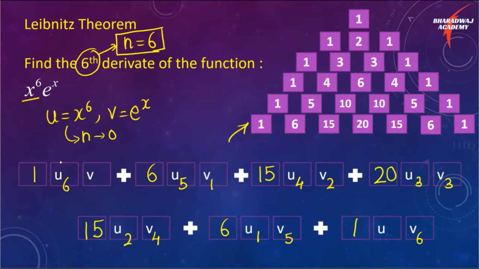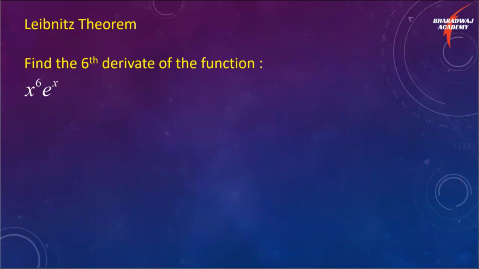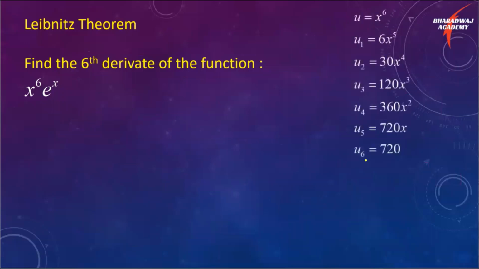That means you have to differentiate u 6 times here. You have to differentiate u 5 times, 4 times, 3 times, 2 times, 1 time, and keep u as it is here. Correct? Let's put it all together now. Yes, let us see how. Yes. Now, since u is an algebraic function, here is a list of its derivatives. This is u function. First derivative is 6x power 5. And these are the list of derivatives up to u6.